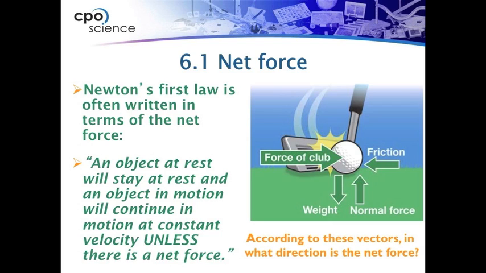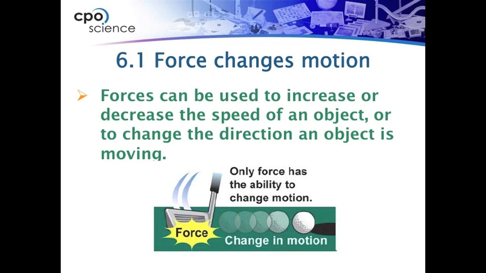So we like to talk about Newton's first law in terms of net force. And the classic way it's always said is in that second bullet. An object at rest will stay at rest, and an object in motion will continue in motion at constant velocity unless there is a net force. So forces, net forces, are going to increase and decrease the speed of an object. Or they can just change the direction of an object. Remember, it doesn't matter because force is a vector, and because we deal with velocity and velocity is a vector, they are going to be related.